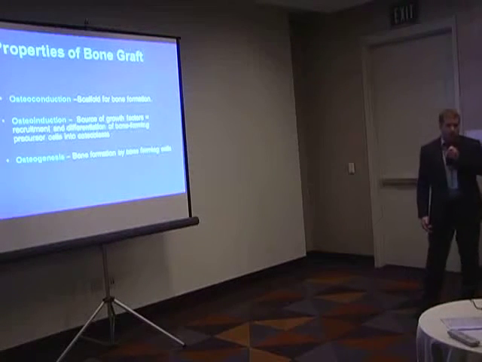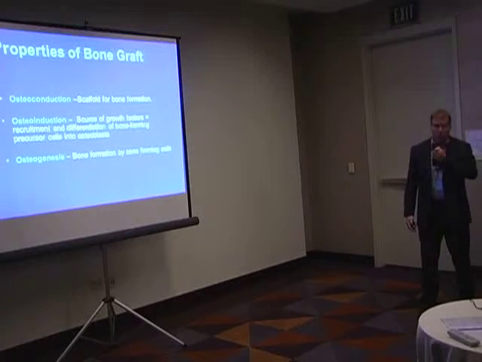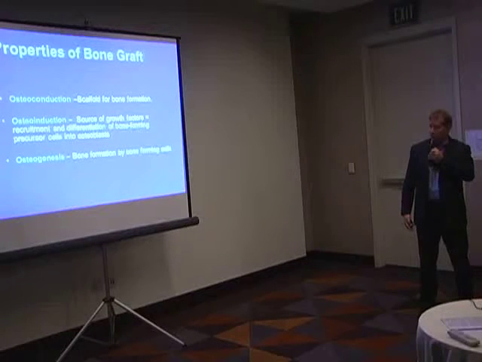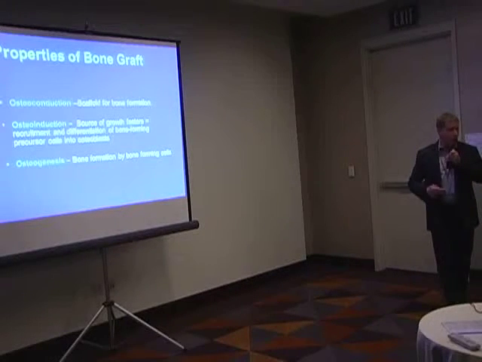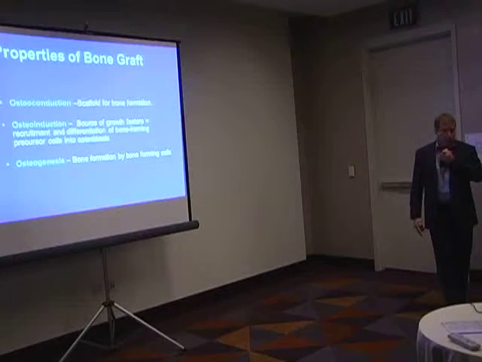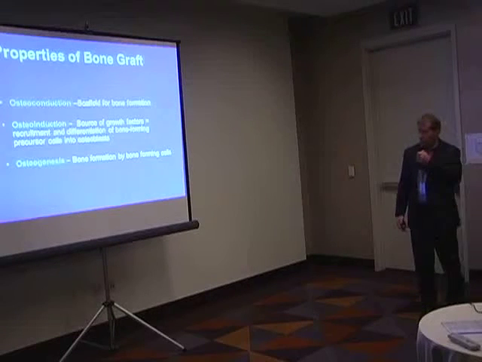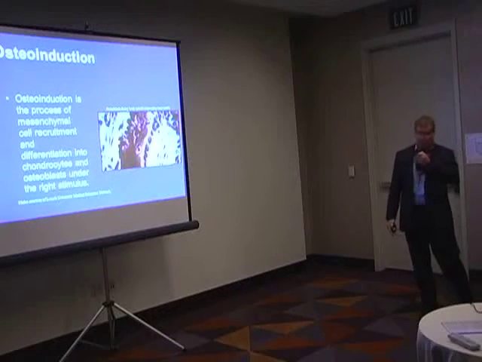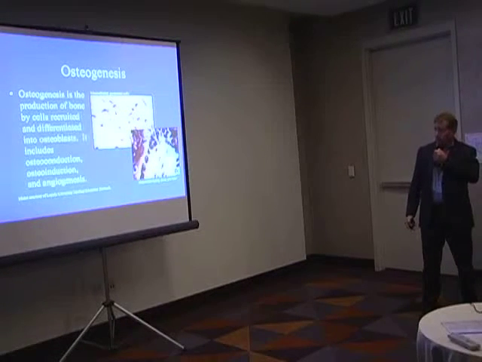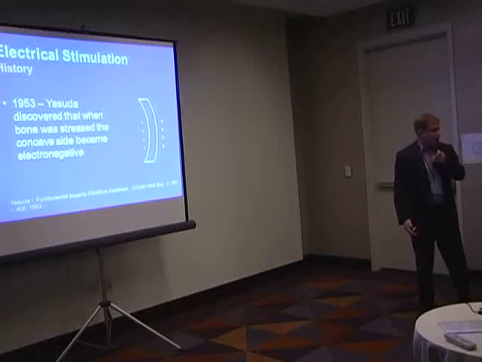So bone graft is what we typically do to get a fracture to heal. And bone graft or tissue at the fracture site really has different properties. Osteoconduction, which is just the scaffold for bone formation. Osteoinduction, which is the effect that the growth factors have on the recruitment and differentiation of bone-forming cells. And this is really the phase where I think this type of bone stimulation has its effect, by affecting the presence and function of these growth factors. And then finally you have osteogenesis by the cells itself. So again, osteoinduction is the process of mesenchymal cell recruitment and differentiation in response to the signaling molecules leading to bone formation. So how do electric fields play into this?